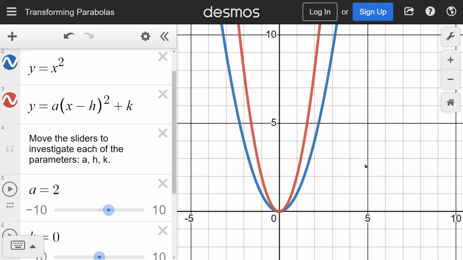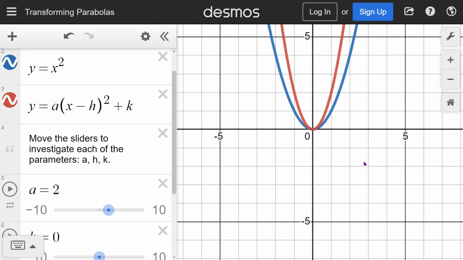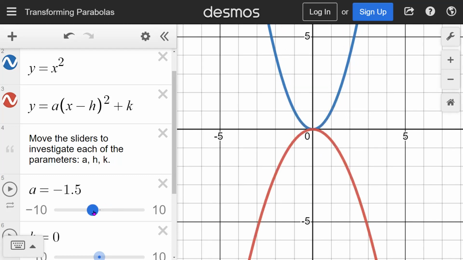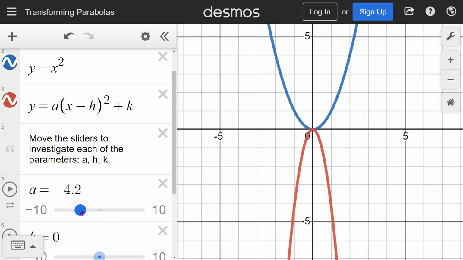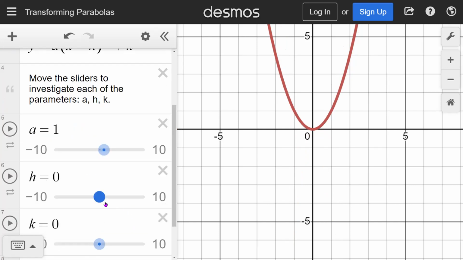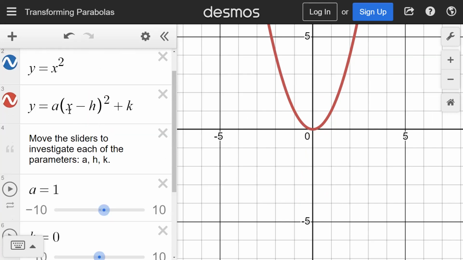Now, when my a, let me move this. When my a is negative, then it's going to flip, okay? And it's going to make it be upside down. We say open down, where this is open up, okay? That's what your a does. Your h, as I move this h, it's going to move it to the left or to the right, okay? That's what's going to happen here. Now, what you want to understand and be careful with is this is a negative h here. This is x minus h.